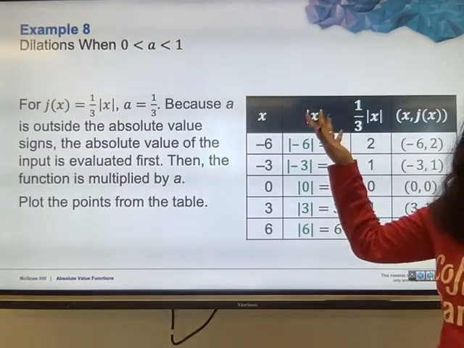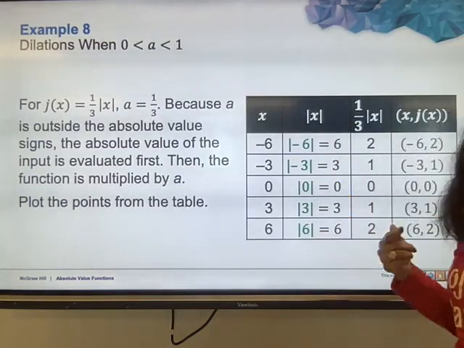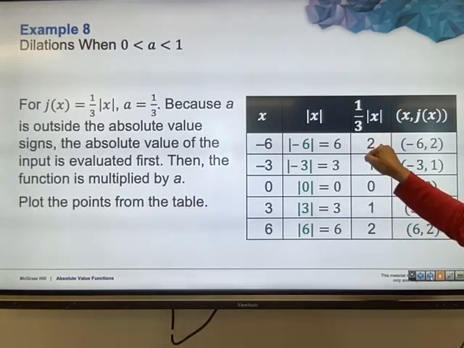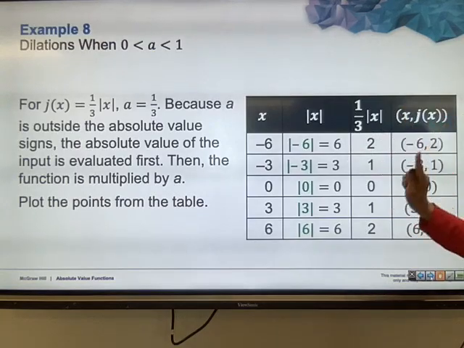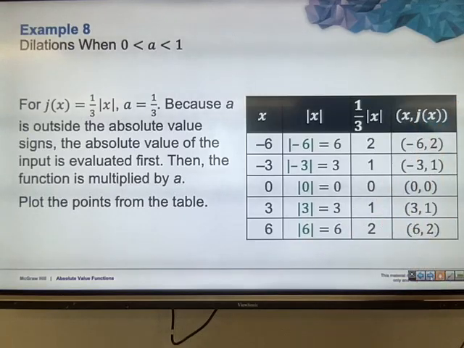So once I've found the absolute value of x by giving those values, next I'm going to do 1/3 times this. So 1/3 times 6 gives me 2, 1/3 times 3 gives me 1, 1/3 times 0 gives me 0, 1/3 times 3 gives 1, and 1/3 times 6 gives me 2.